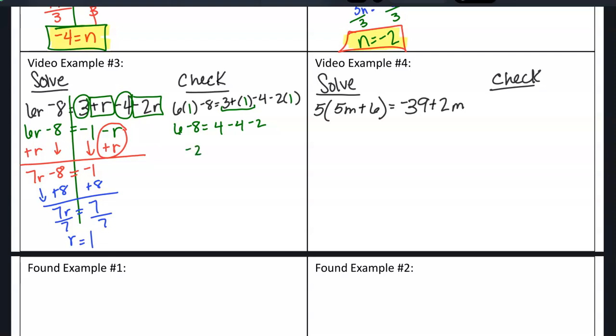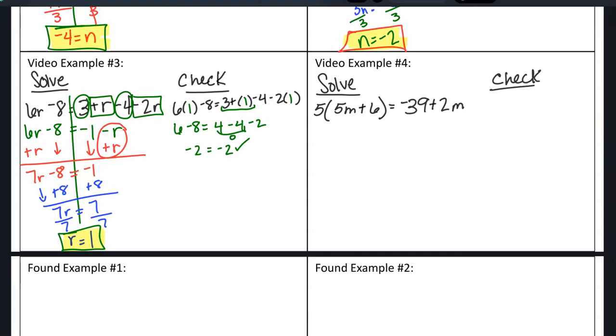6 minus 8 would be -2. 4 minus 4 is 0, and 0 minus 2 is -2. That is a true statement. -2 and -2 are the same number. That means our solution is correct.